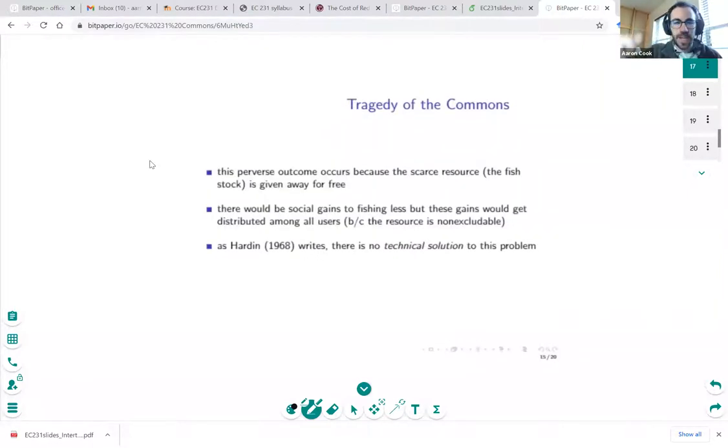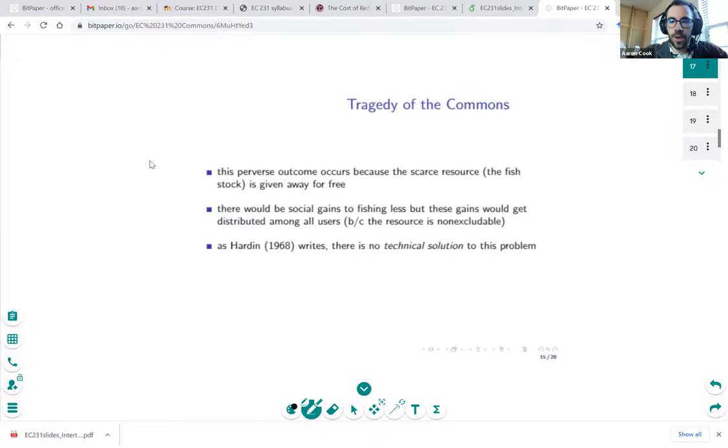Some examples of the way that this could be solved is by creating property rights, as we saw in class problem three, if we imagined what would happen if existing boats had property rights over the rights to fish, and new entrants had to compensate them in order to, in a sense, rent the right to fish from them. That's one way of getting at this optimal outcome.